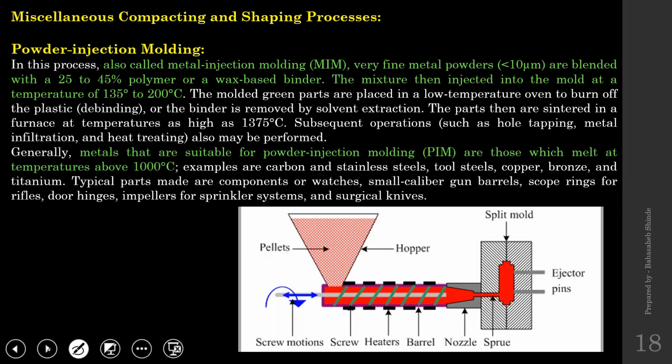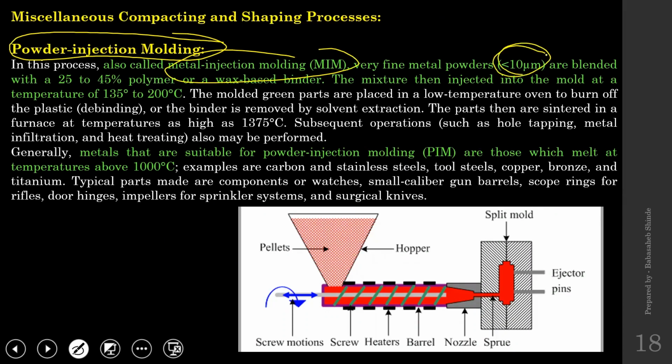Second, powder injection molding, that is also called metal injection molding. So what we do in case of this powder injection molding or metal injection molding, we take powders having particle size less than 10 micrometer. So very fine powder particles have to be there, and that is blended with 25 to 45% of wax based binder.